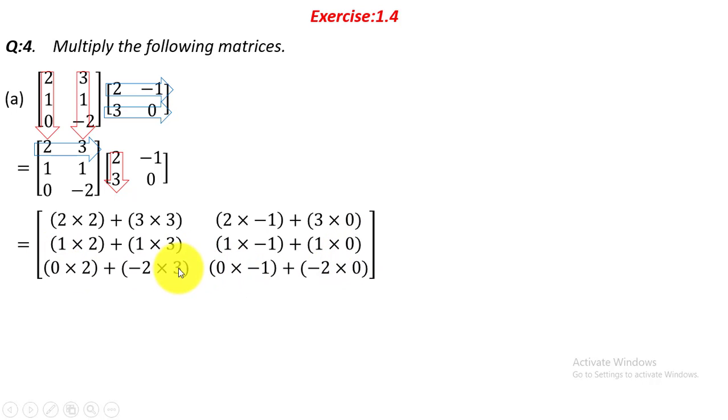Fifth entry is obtained by the product of the third row with the first column: 0 times 2 plus -2 times 3. Last entry is obtained by the product of the third row with the second column: 0 times -1 plus -2 times 0.